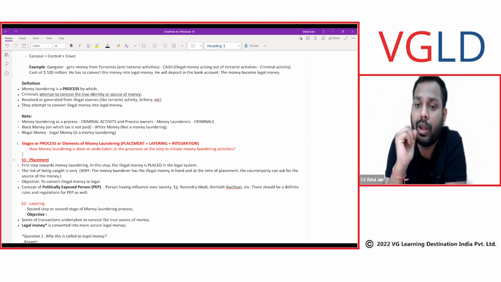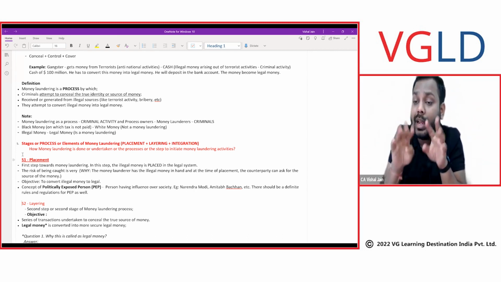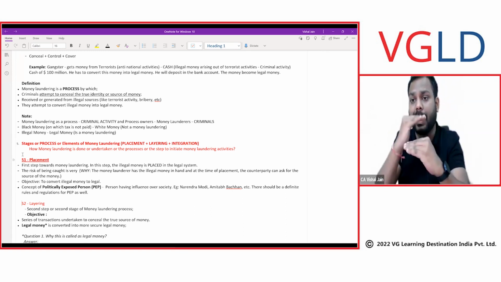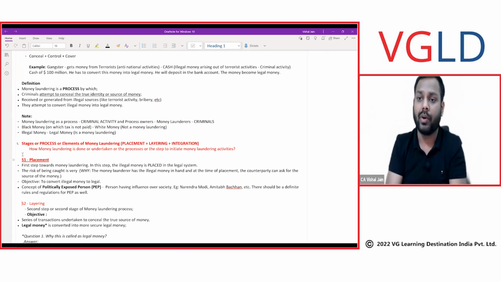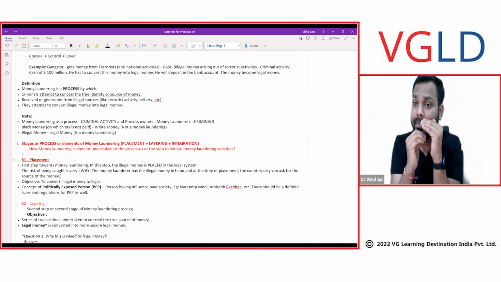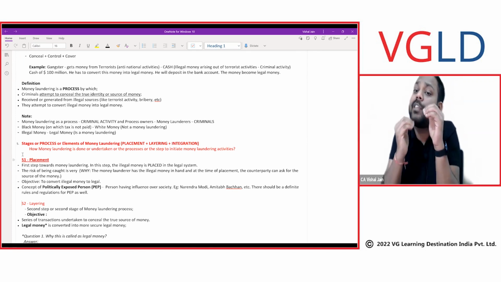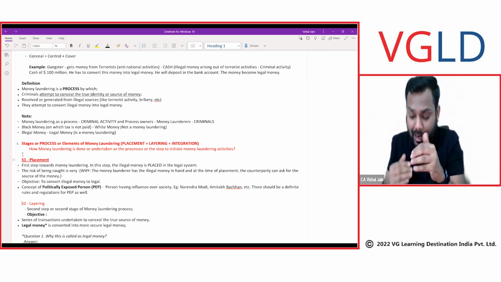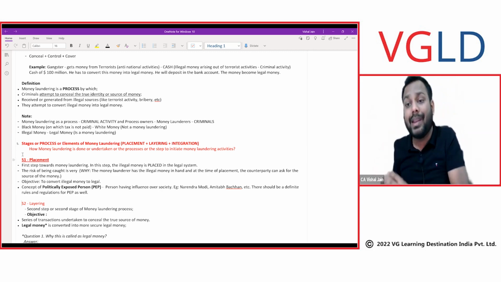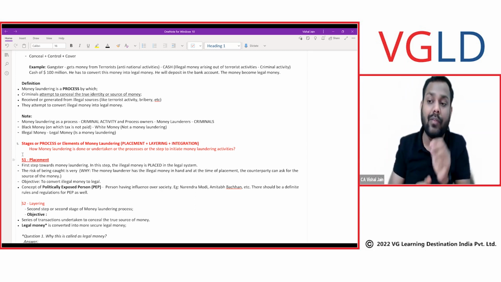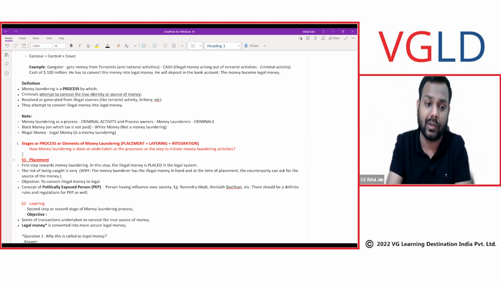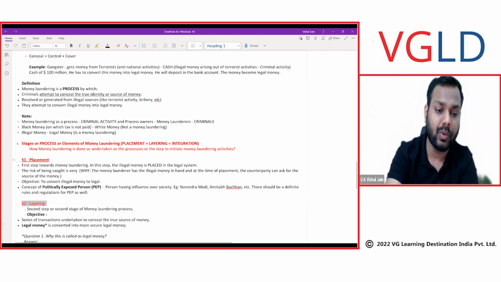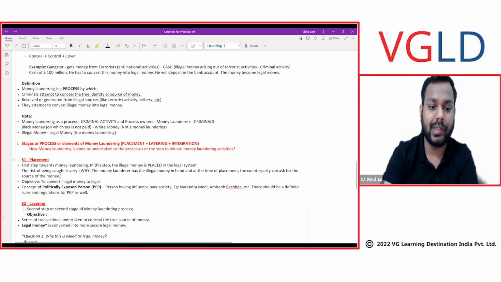So now what will I do? I will try to further reduce the risk. How? By doing layering. Okay. So that the more the layering, the less exposed I am. And the less exposed I am, the less the risk. So I will do multiple layers of transaction. Okay. So layering. The step number two is layering. This is the second stage of the money laundering process.